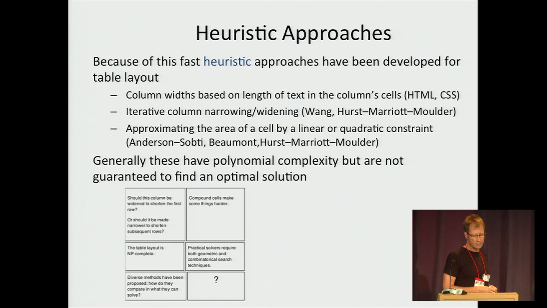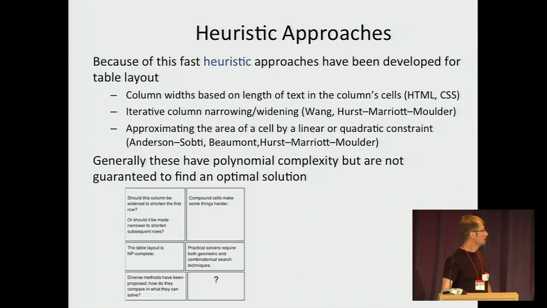Another class of algorithms are based on the idea of approximating the table content by its area. So generally, all of these heuristic approaches have polynomial complexity. That's why you're using a heuristic. But of course, because of this, they're not guaranteed to find an optimal solution.